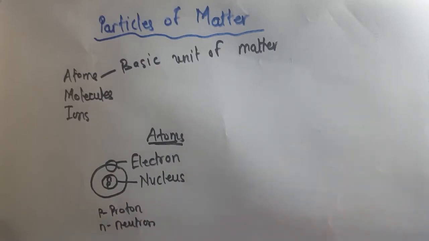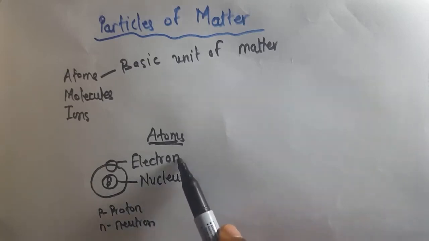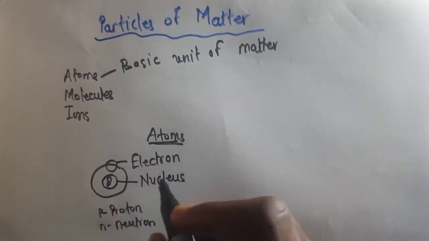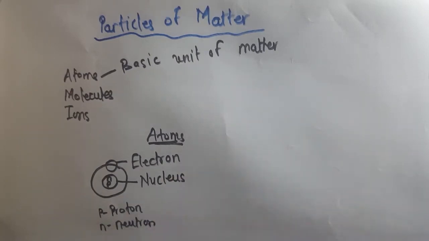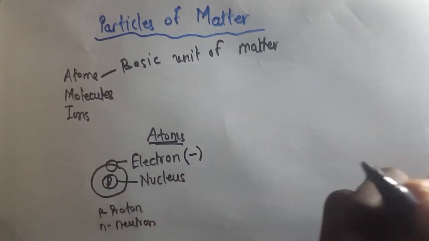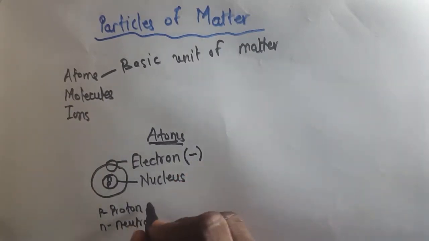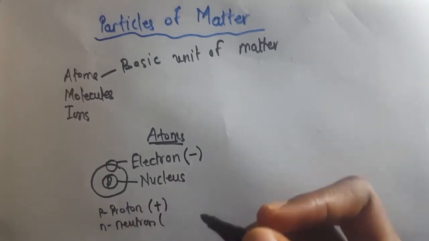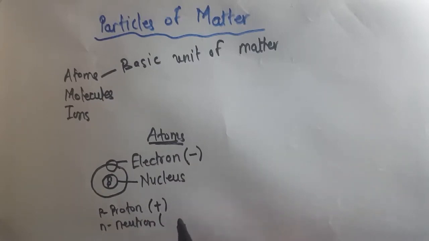This is the structure of an atom which was proposed. Now, the electron, proton, and neutron are called the subatomic particles. The nucleus houses the neutron and the proton. When it comes to charge, the electron is negatively charged, and a proton is positively charged. And the neutron, as the name implies, is neutral. Sorry, it has no charge, so 0. Electron is negatively charged.